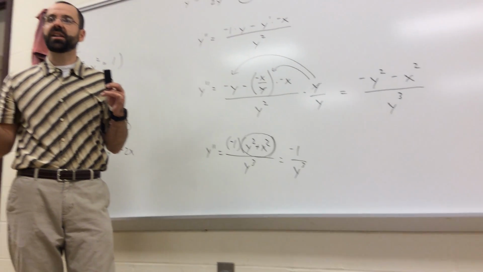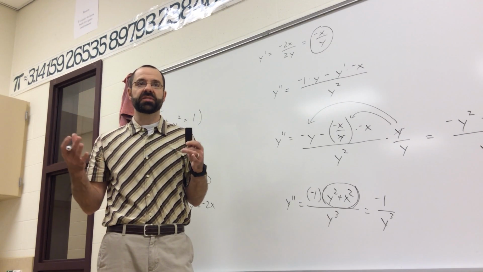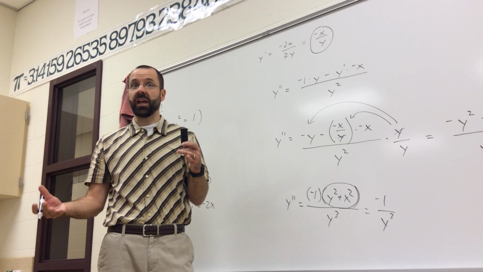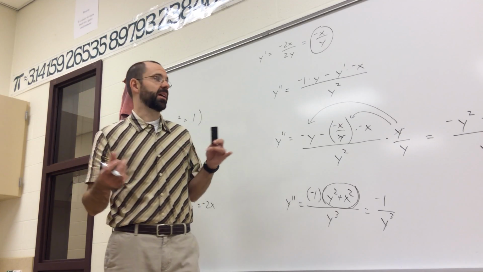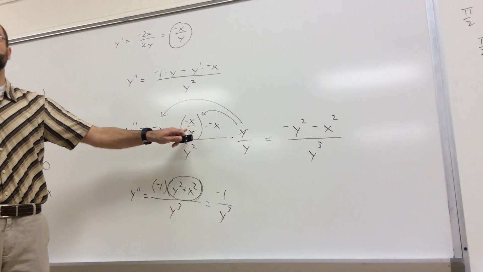Okay, so when you're taking a second derivative, that's the main topic of 3.7b. When you're taking a second derivative, you just solve for y prime and then do the derivative again. And you might have to plug in the formula for y prime as you go.